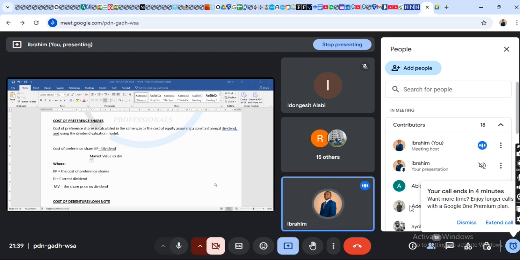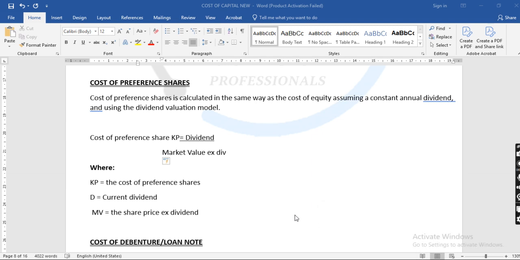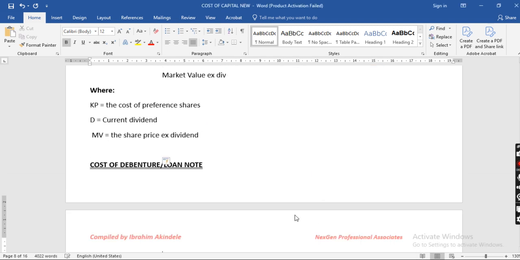So that is why we actually classify cost of preference shares as a debt instrument, because when you look at some company's financials, some companies classify it as a long-term debt. Why? Because it is irredeemable preference shares. And that is all about the cost of preference shares.